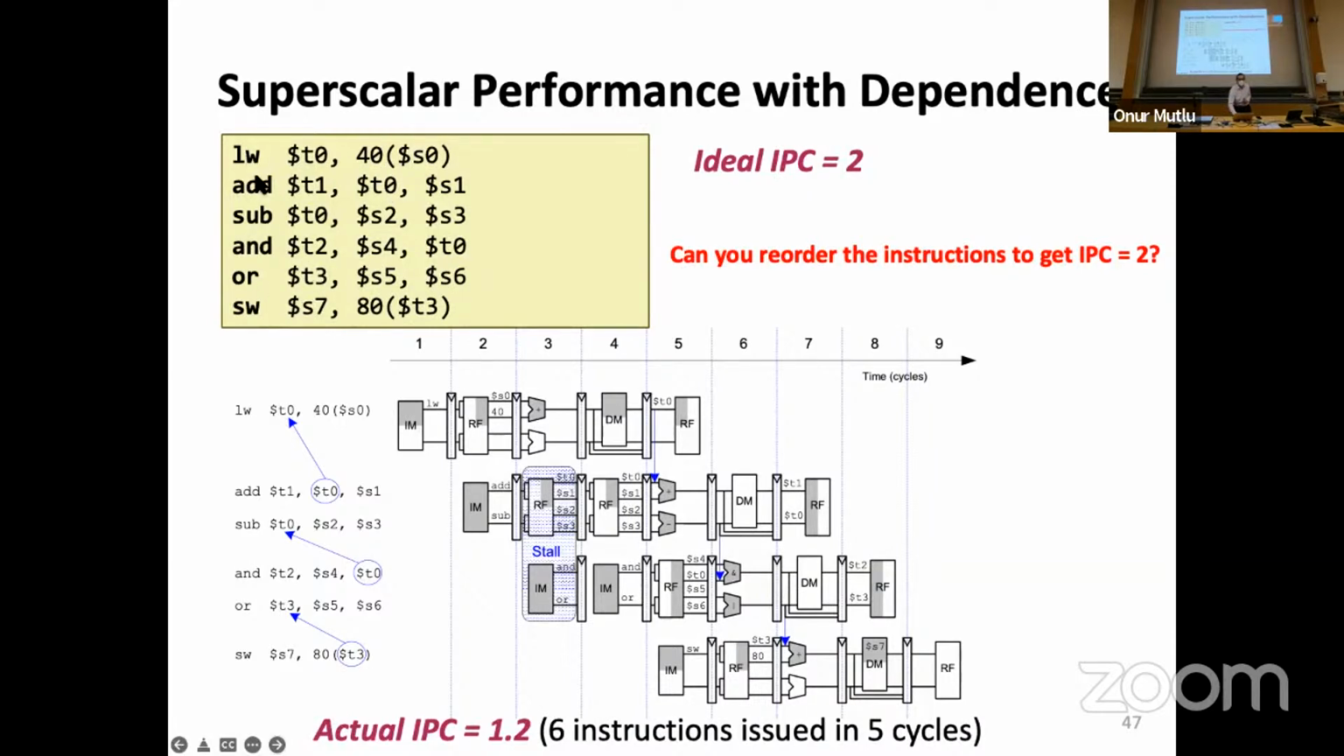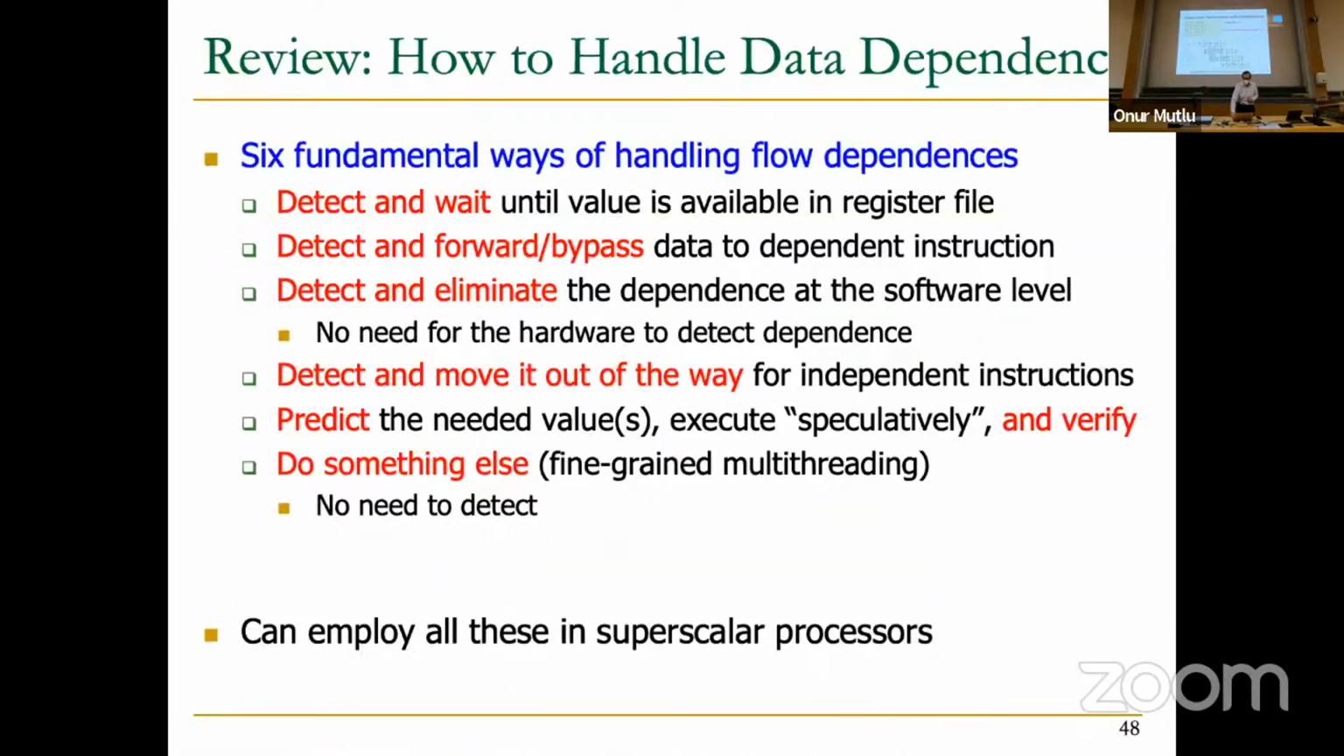And the problem was caused by load word and add. If you can move these instructions before the load word without causing trouble, and I believe you can do that because without even renaming the registers at the compiler level, I believe you can move these instructions to the top, then you can go back to IPC equals 2. But that may not always be possible, as we discussed, right? Compiler may not always be able to reorder instructions.